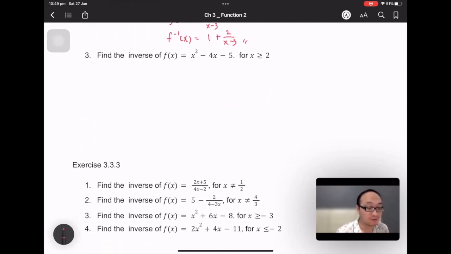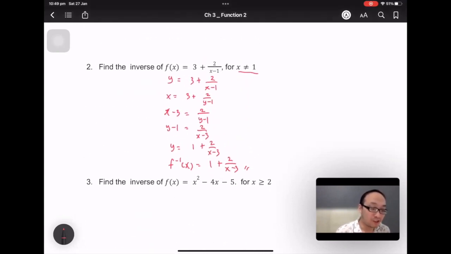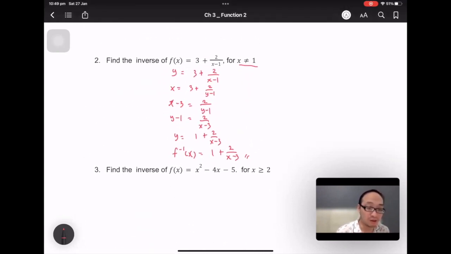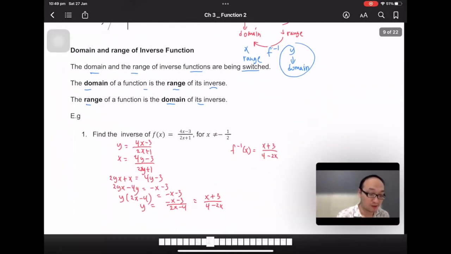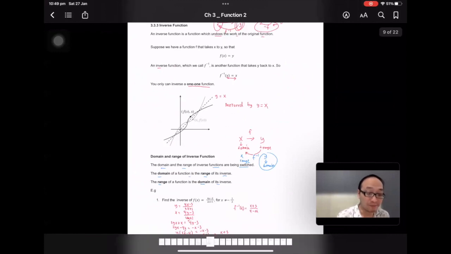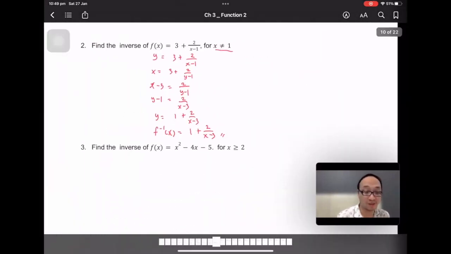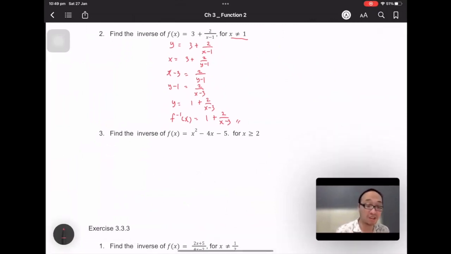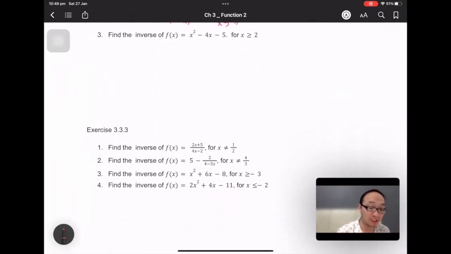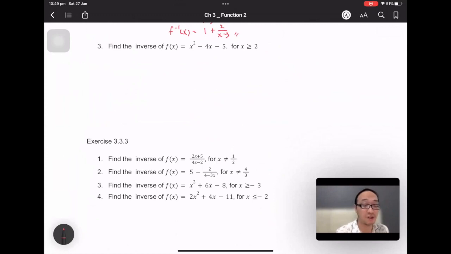Now, if we see example number 2 and number 1, they are one-to-one functions. So that's why we can find the inverse. But if you see number 3, it is a quadratic. As you know, a quadratic function is not a one-to-one function.